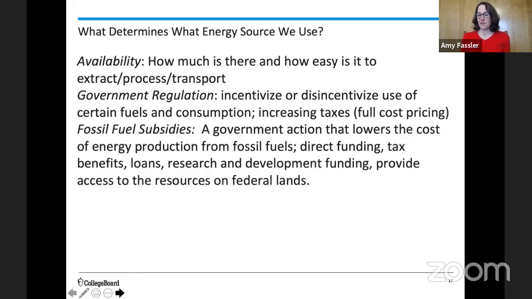There are fossil fuel subsidies. You may have heard of subsidies in a number of different applications, but certainly some of the biggest subsidies are for the fossil fuel industry. A subsidy is some type of government action that lowers the cost of energy production from fossil fuels.